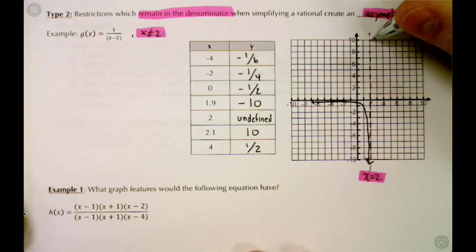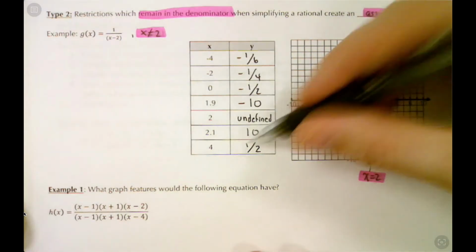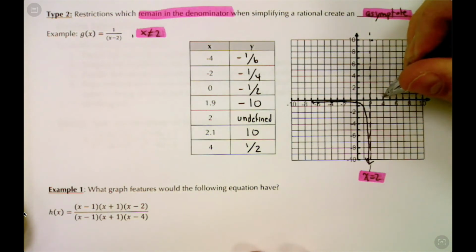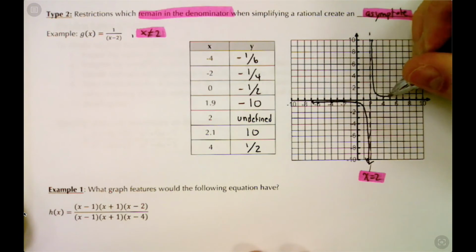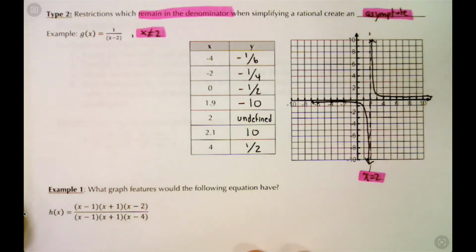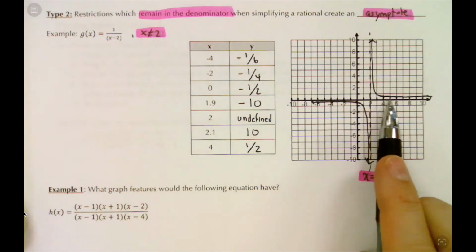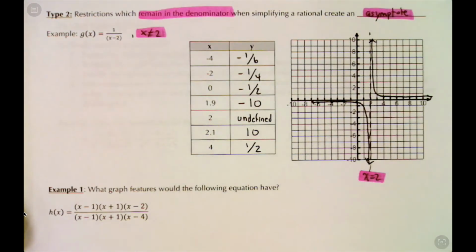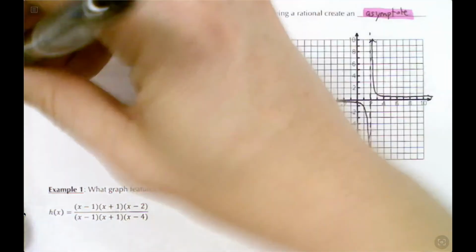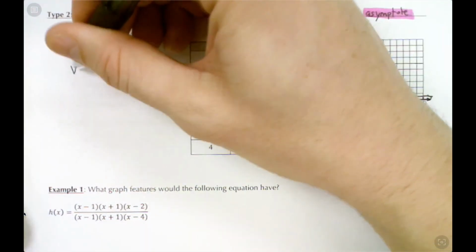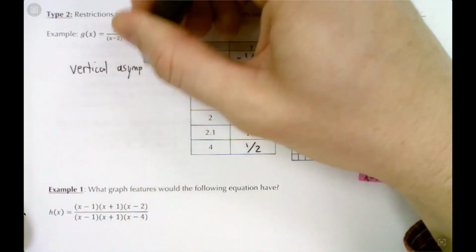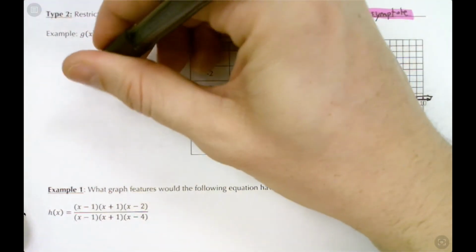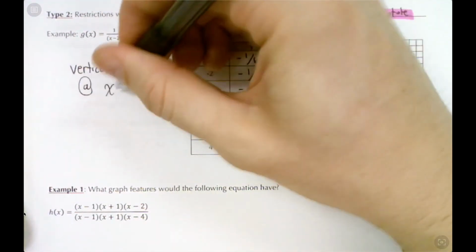2.1 on this side would be 10, so we have a point way up here, and then all of a sudden at 4, we're all the way down to a half. So as you can see, it's dropping very quickly. And if we plugged in more numbers, we'd see they just keep approaching 0. So this one doesn't divide away, it remains in the denominator, and we end up with a vertical asymptote at x equals 2.